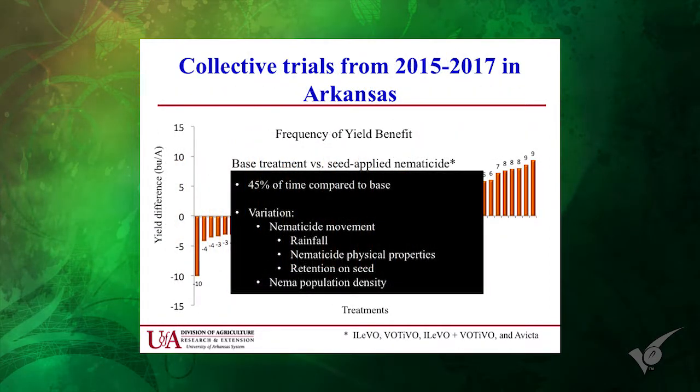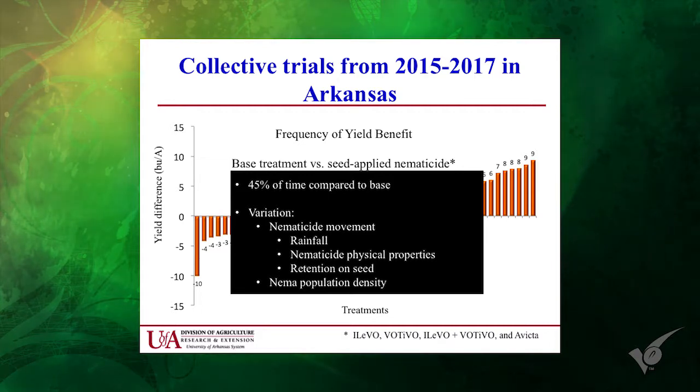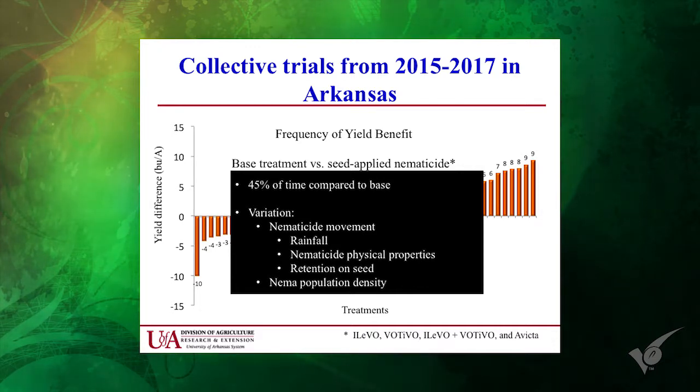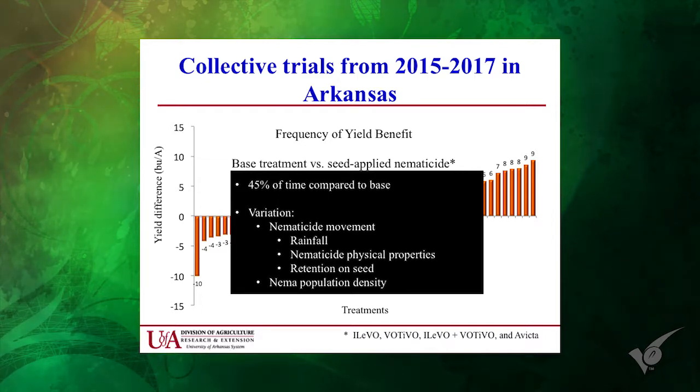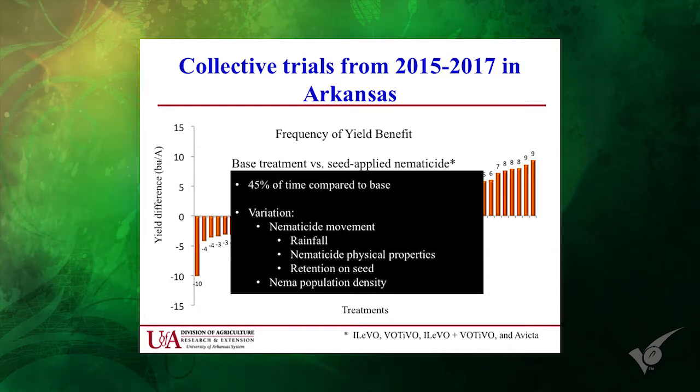All right, this is just my data, from 2015 to 2017, of primarily some of the Alivo Votivo products. And you see the distribution there. In this case, I'm just trying to give you a percentage that was over 2 bushels an acre. I kind of feel like with beans, there's about that much variation between years anyway. So that was about 45% of the time. So anytime I was using a seed-applied nematicide, I got a yield benefit 45% of the time. So you can decide yourself how profitable that is for you.